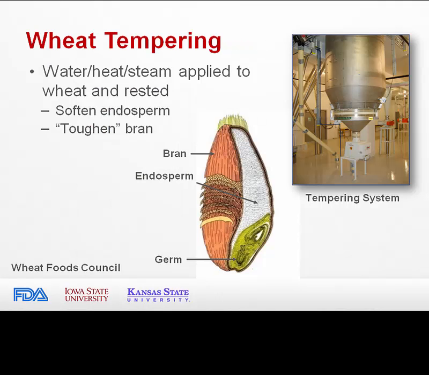Cleaned wheat is then conditioned to prepare it for the milling process. Water, steam, or heat is applied to the wheat and then rested during a period called tempering. This step allows water to penetrate the inner endosperm, which contains the flour, so that it softens and can be ground more easily. Tempering also softens the bran, the outer layer, to make the bran more pliable so it is more resistant to breaking during the milling process.